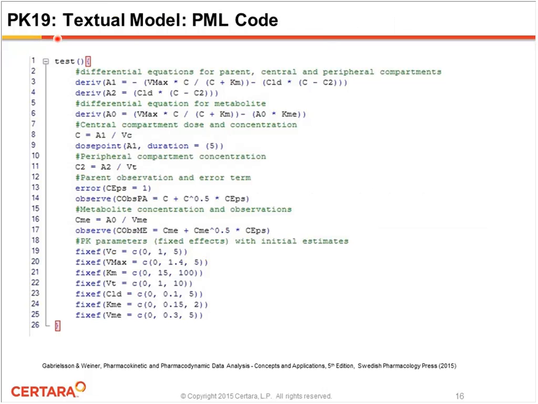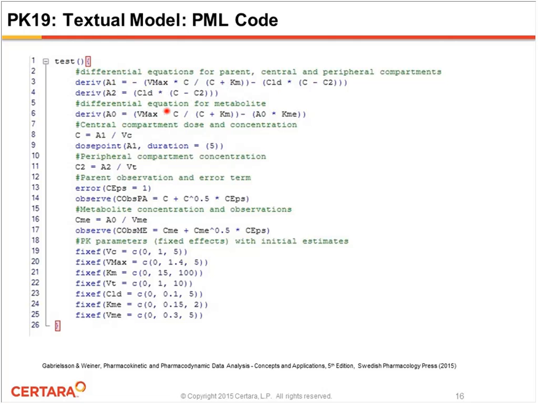Okay, and here we have the textual model in PK code. This is commented out. So this is broken into segments. The first segment is differential equations for the parent in the central and peripheral compartments. Next, we have the differential equation for the metabolite. So for example, for the parent, we have the Michaelis Menten elimination as well as the distribution between the two compartments. And we also have the differential equation for the tissue compartment.